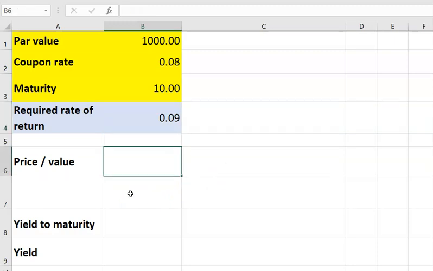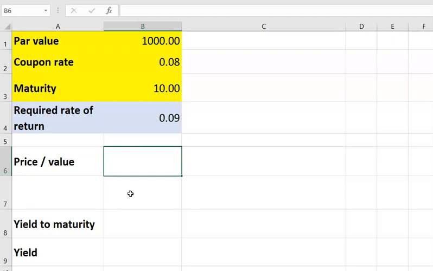All right. First one to calculate is the price of a bond. This is also the value of a bond. And this is also how much we're willing to pay for a bond. How much are we willing to pay? Well, that's the price.